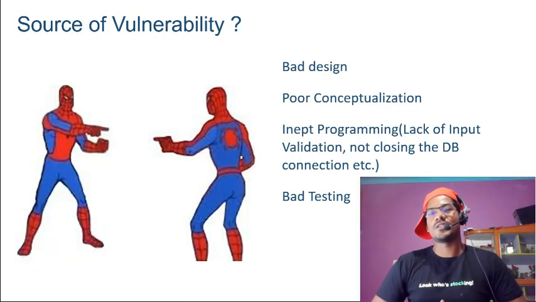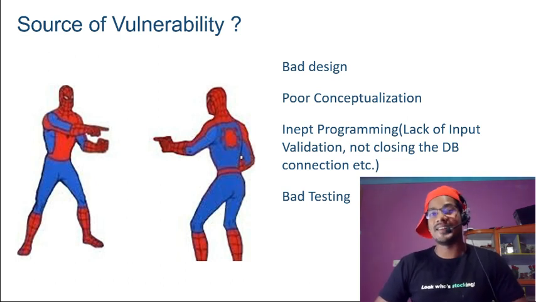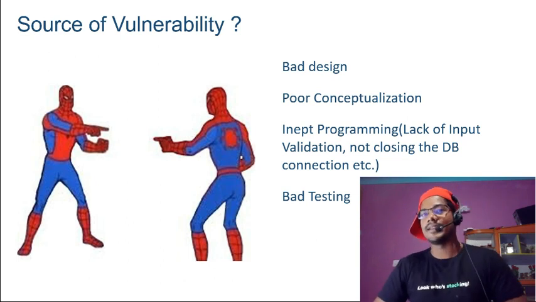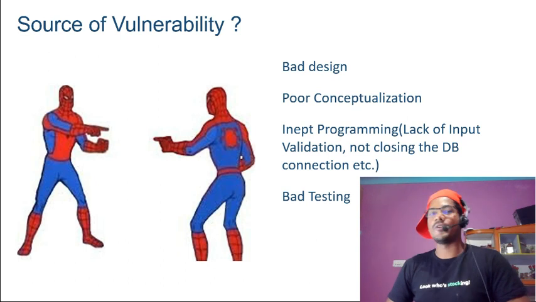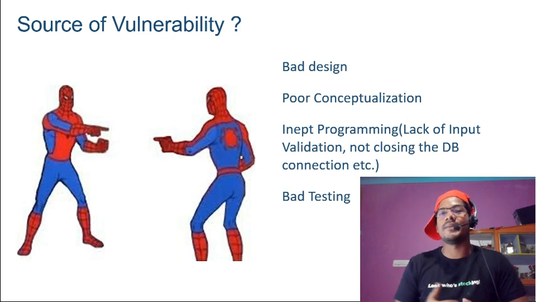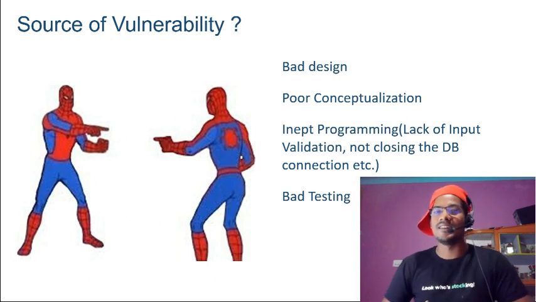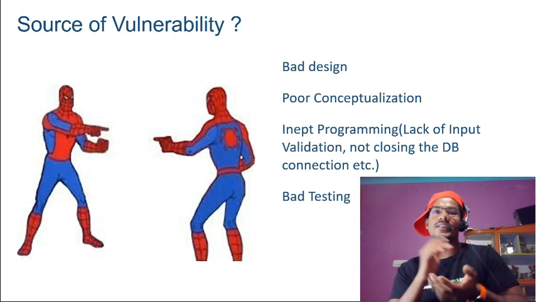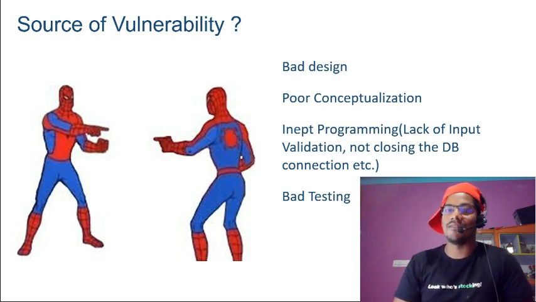Now, what are the sources of vulnerability? Typically, people start blaming when you talk about vulnerability in an organization. They will say this team has done that, this team has made this mistake, that's why we have this vulnerability. But cutting straight to the point, the primary reasons for vulnerability are bad design. If your design itself is wrong, then you will definitely have this kind of vulnerability. Next is poor conceptualization. If you make a flaw in the concept of thinking, okay, this is how it is going to behave, then there is a vulnerability.